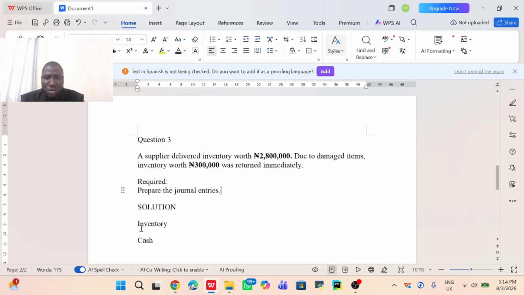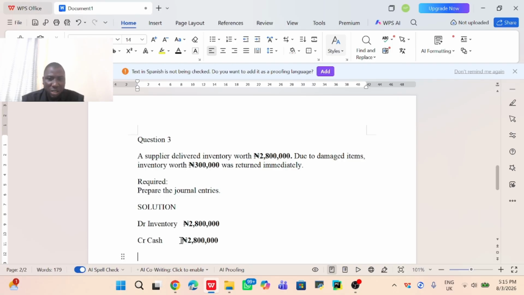You purchase the goods, right? You purchase inventory, goods. Inventory means goods. At what price? 2,800,000. We have 2,800,000, which will be debited. Now, you pay with what? You pay with cash. You pay how much again? 2,800,000.